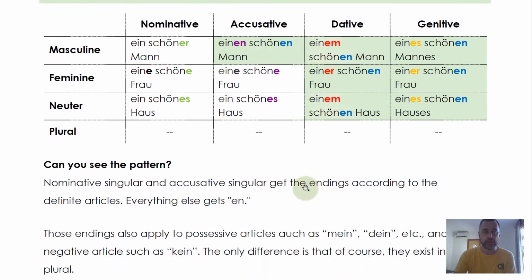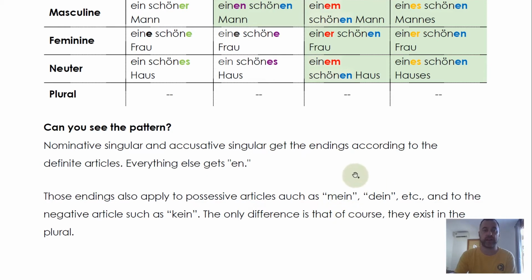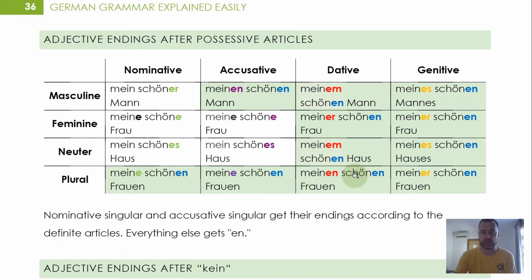So let's have a look at the articles that use the same declension, like possessive articles and the negative article kein. I used here mein as example, but it works exactly the same with dein, sein, and so on. The endings are all the same.